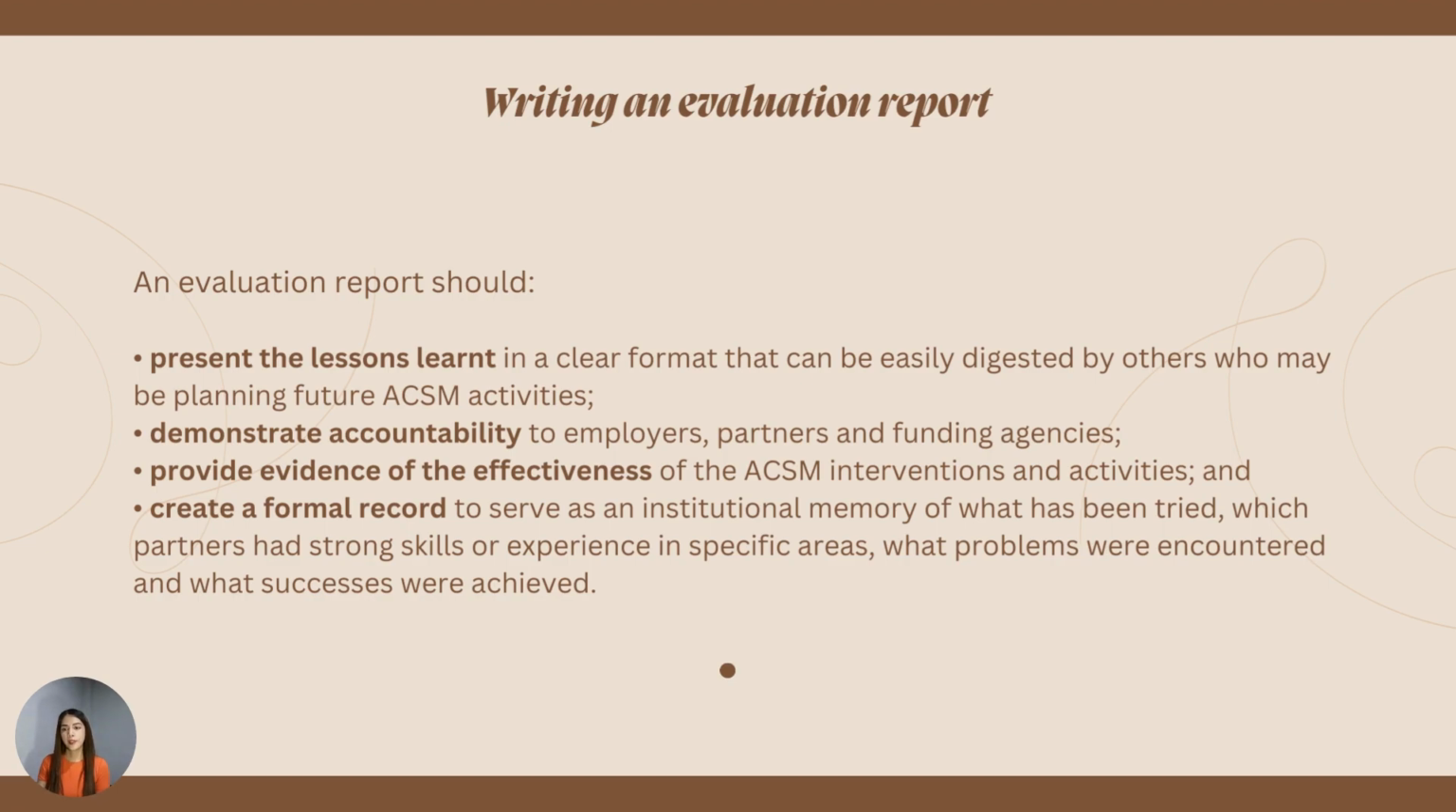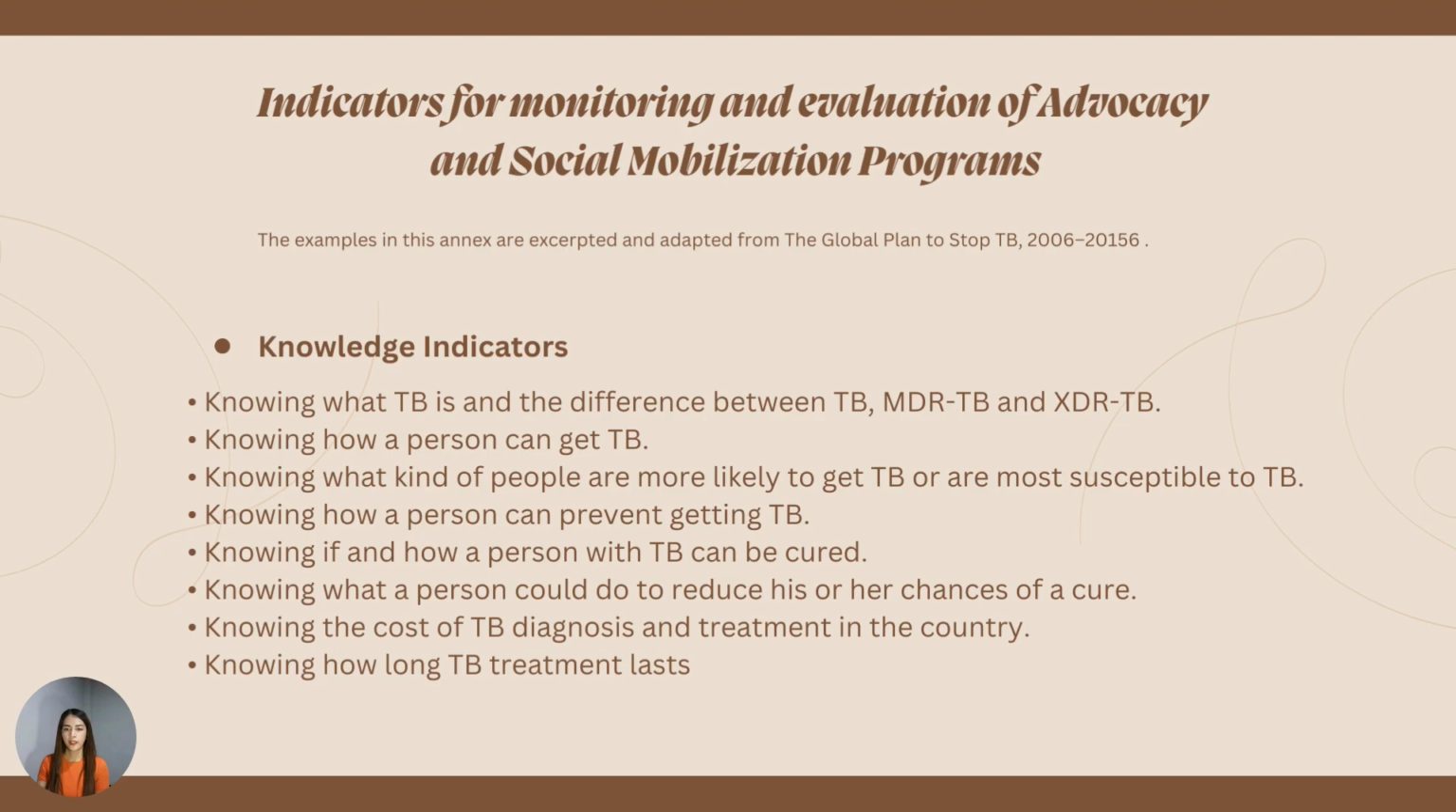The next topic is about indicators for monitoring and evaluation of advocacy and social mobilization programs. The examples in this annex are excerpted and adapted from the Global Plan to Stop Tuberculosis.